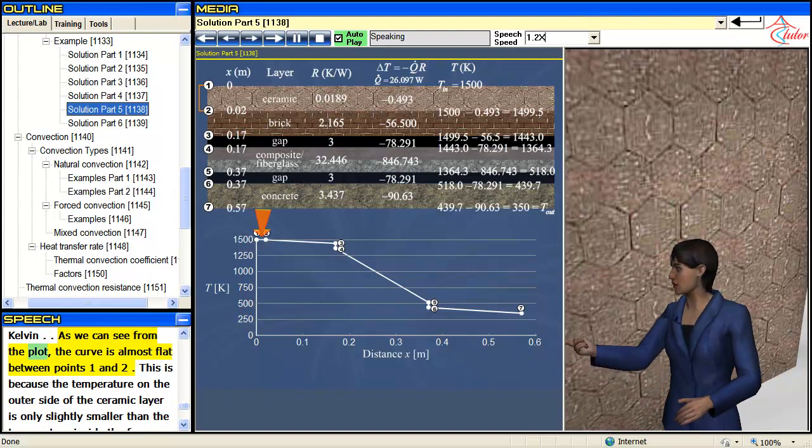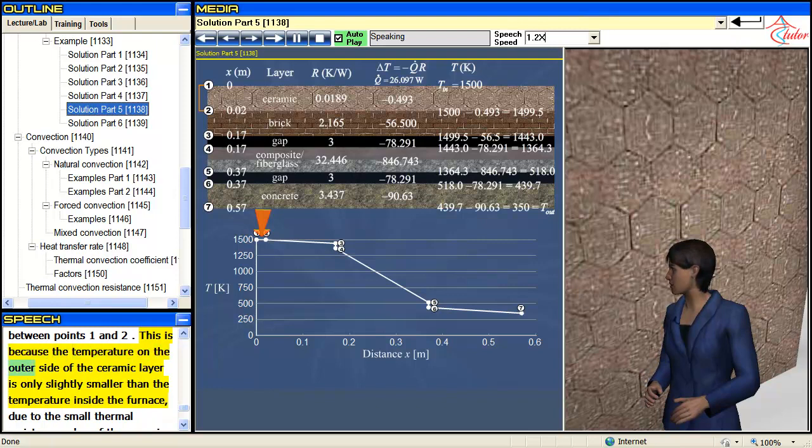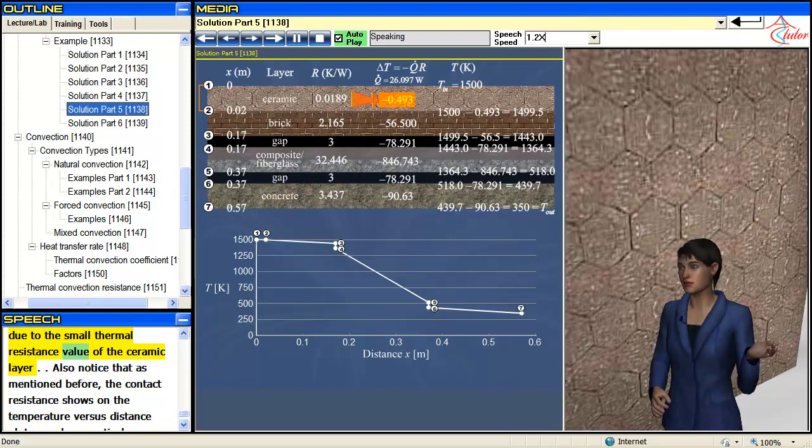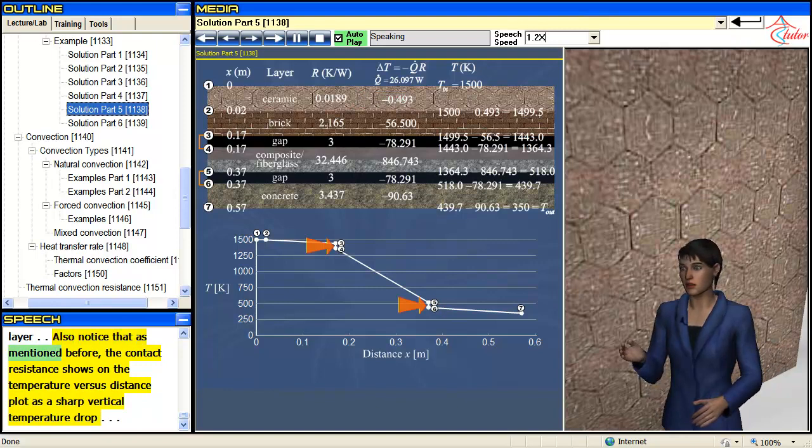As we can see from the plot, the curve is almost flat between points 1 and 2. This is because the temperature on the outer side of the ceramic layer is only slightly smaller than the temperature inside the furnace, due to the small thermal resistance value of the ceramic layer. Also notice that, as mentioned before, the contact resistance shows on the temperature versus distance plot as a sharp vertical temperature drop.